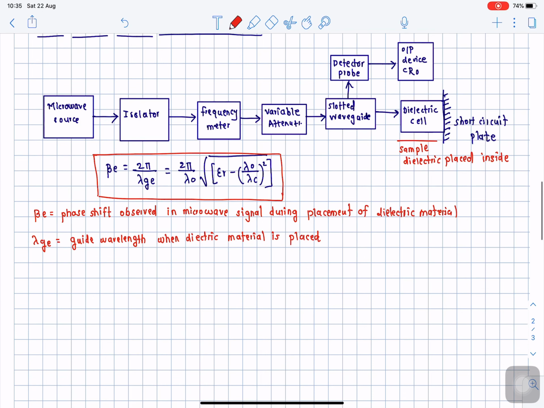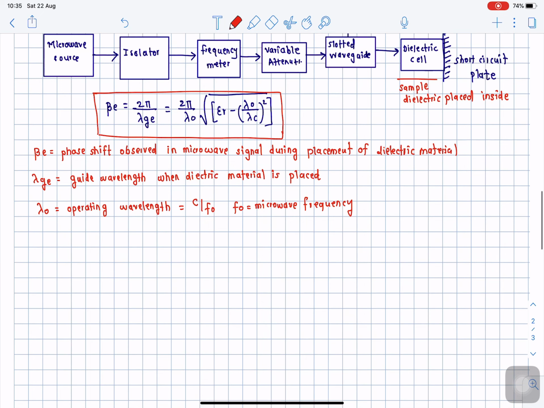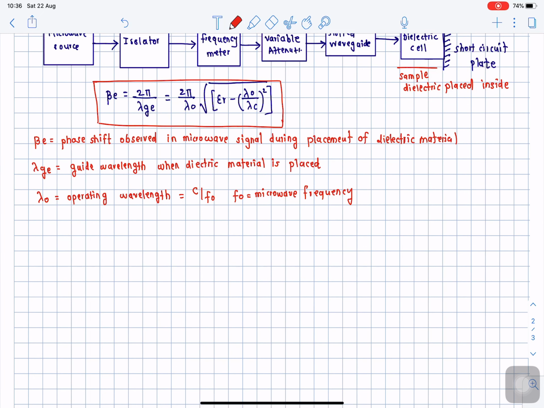Okay, what is lambda 0? Lambda 0 is the operating wavelength of the microwave signal. So it is c by f0, where f0 is the microwave frequency generated by the source. And lambda c is the cutoff wavelength.